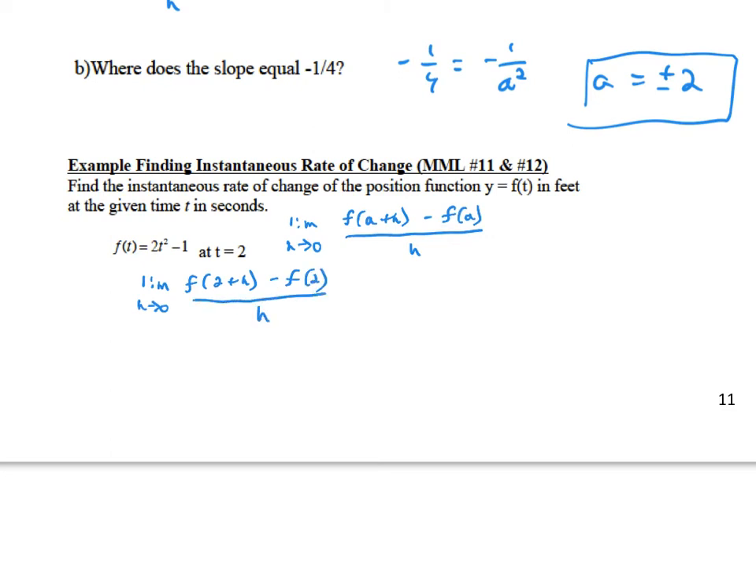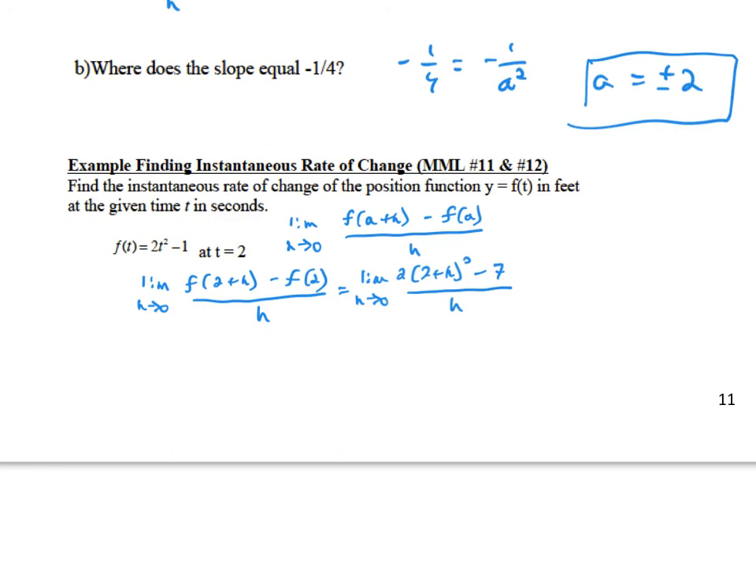So that's the setup, and I have to plug in 2 plus h everywhere I see a t. So, gosh, it looks like the algebra is going to get a little unpleasant here. So 2 times 2 plus h to the second power minus 1. And then when I plug in 2 into here, let's see, 2 squared is 4, times another 2 is 8. Looks like I end up with 7. Okay, bear with me. Let's do that. There we go. All over h.